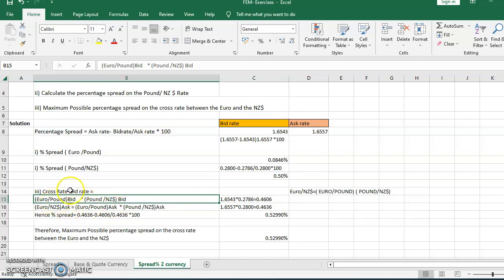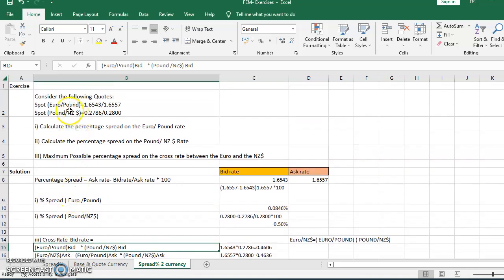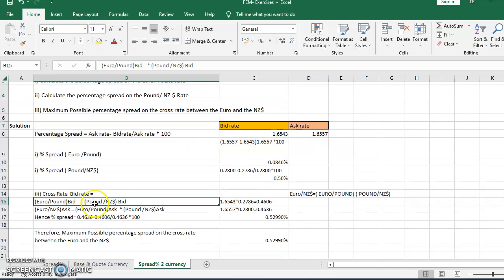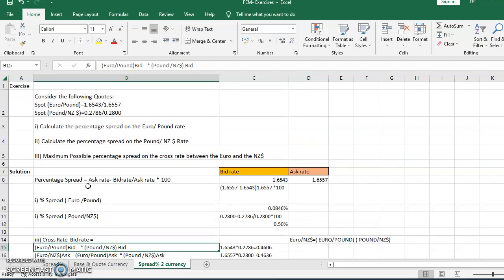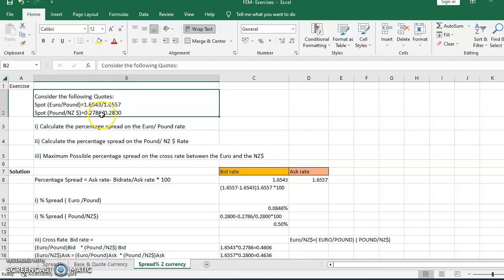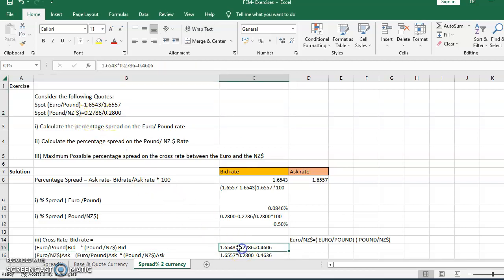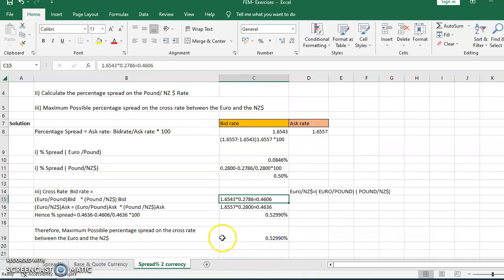So how do we take this? When you look at the value, euro over pound bid is known to us, which is 1.6543, and that is what is taken as 1.6543 into pound to New Zealand dollar. Do we have pound to New Zealand dollar? Yes. And that is also the bid, which is 0.2786. And that is what is taken here. That is the cross rate bid.